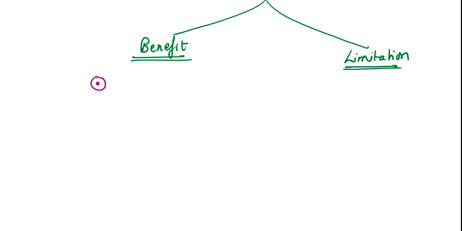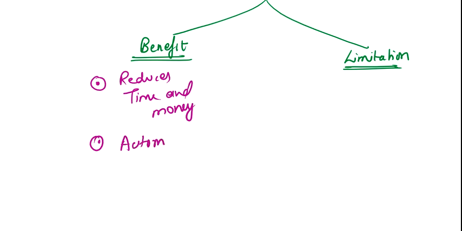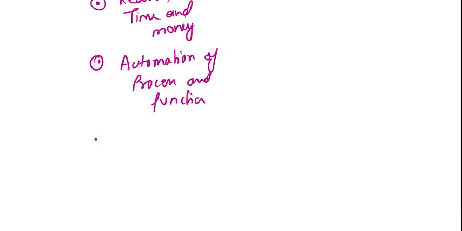So write down, reduces the time and money spent on risk management activity if we use artificial intelligence and machine learning. Second, automation of process and function, for which you need to devote proper human resource and proper time. Okay, that can be done automatically.